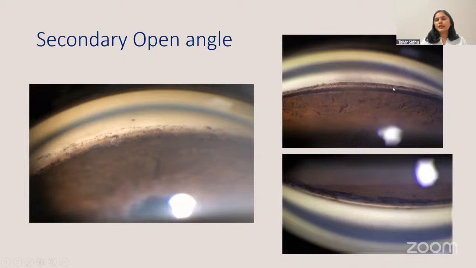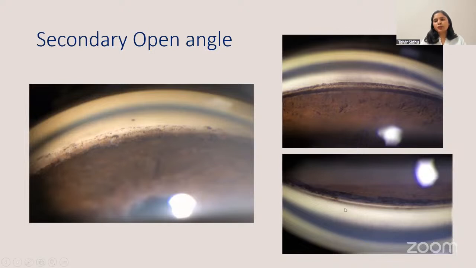Dr. Megha, could you please tell me what is this picture? This is a hyperpigmented posterior trabecular meshwork. So probably either because of trauma or because of pigment dispersion syndrome. Thank you so much. You can see that the pigmentation is very dense and very uniform. So this is pigment dispersion syndrome.